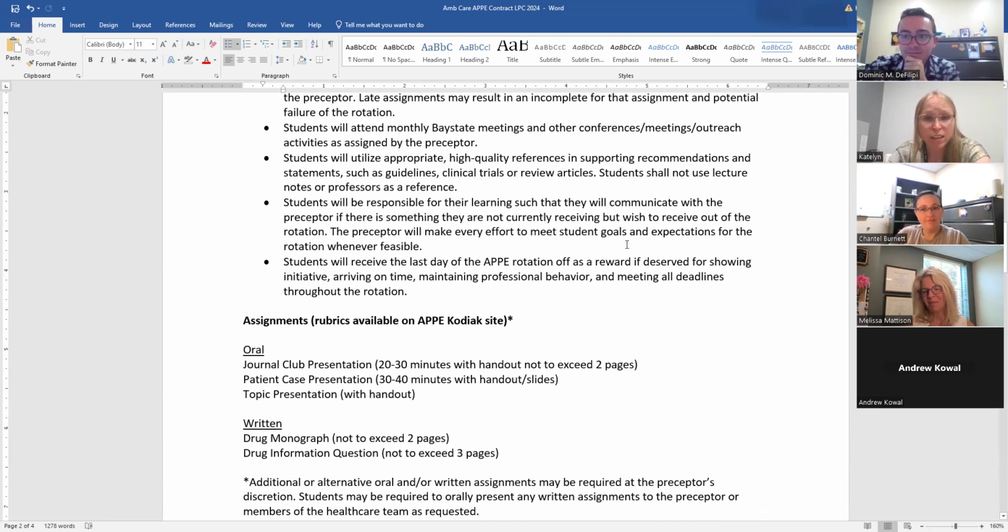I also ask that if there's something they want to get out of the rotation that they're not, that they let me know. I want to work with them to meet their goals. I ask them in the first couple of days to send me at least 3 goals for the rotation. But as it's going, if they want to get something out of it that they're not, I ask them to let me know so we can work together and it can be the best experience for them as well.